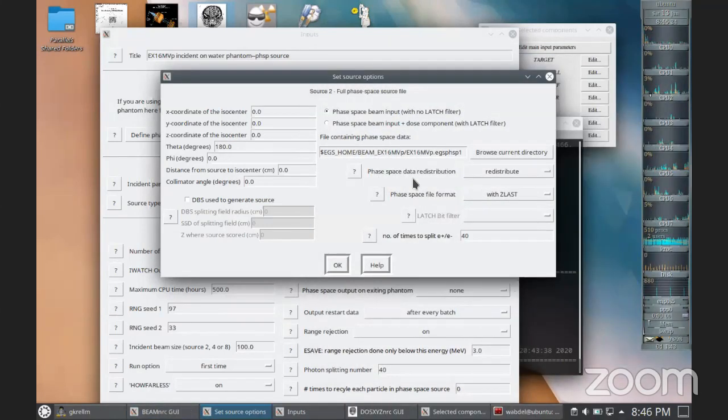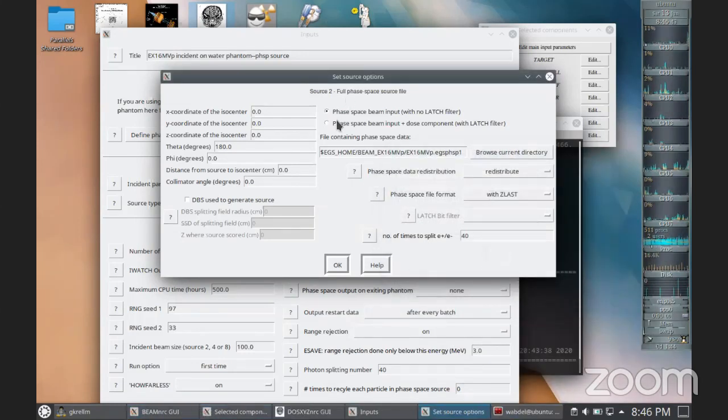And like what our friend asked, you see this redistribute, that's the option. It will take the particles and put them in the four quadrants, or you can just disable it. No, I don't want to do this. So it's up to you.